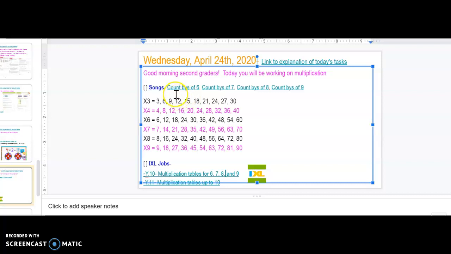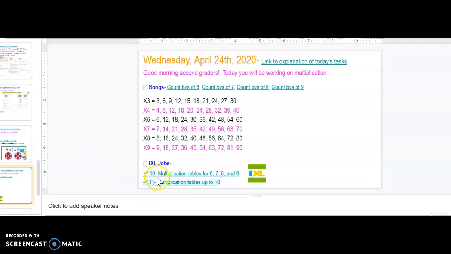So you need to watch your count bys of 6s, 7s, 8s, and 9s videos. And then you are going to write on a sheet of paper your count bys. You can pause this to look at my screen right now if you need to. And then you're going to complete your IXL jobs Y10 and Y11.